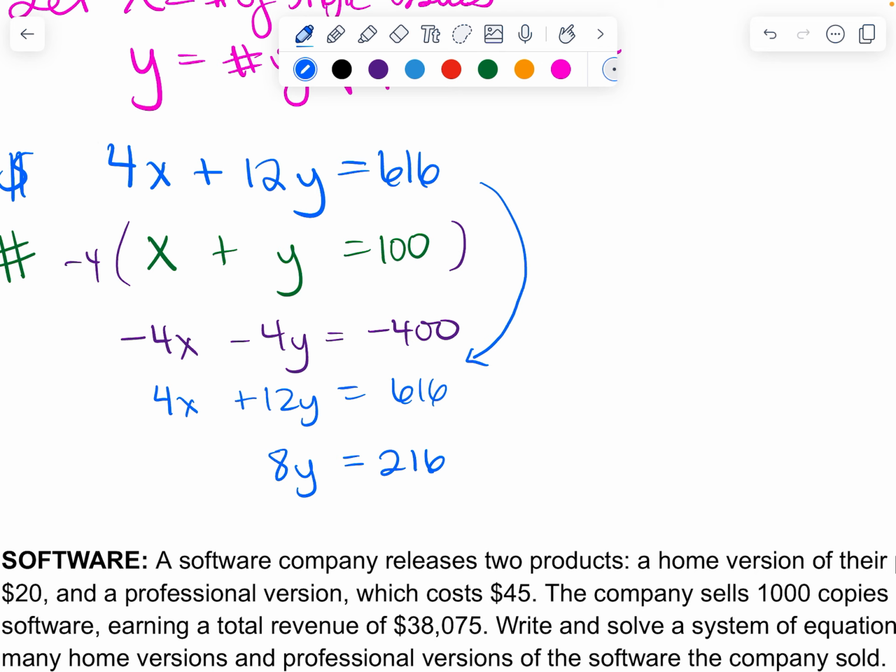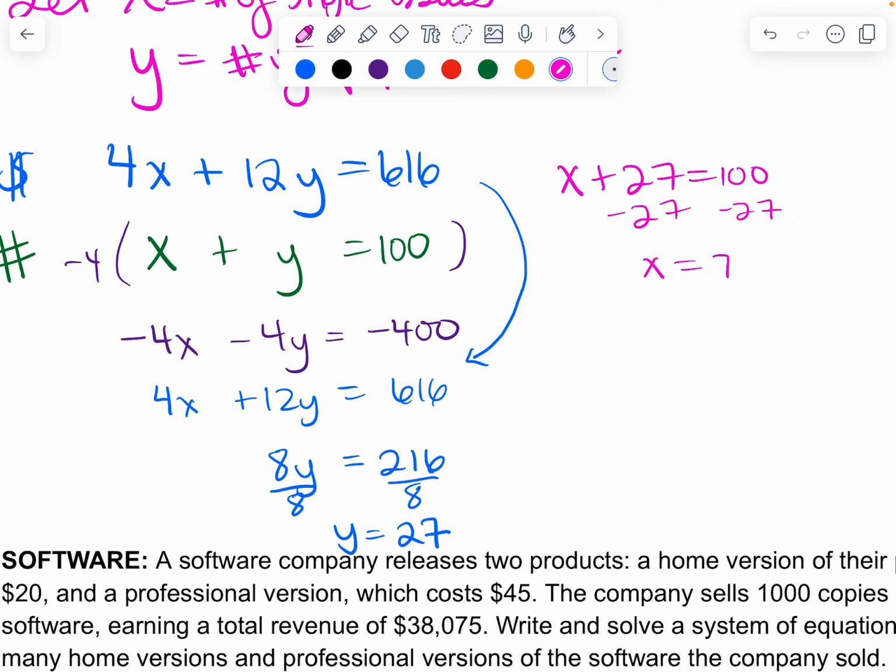Did I do that right? I'm going to divide by 8, and y is going to be, that's going to go in 2 times, I think that's 27. But let's make sure. Yep, 27. Okay, so now I take my y value and plug it back into the second equation. Why? Because it's the easiest one to do. I'm going to subtract 27, and I'm going to get x is equal to 73.